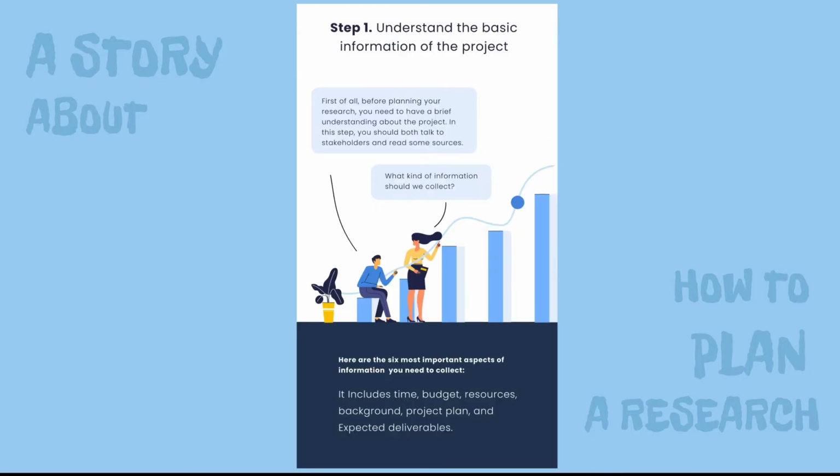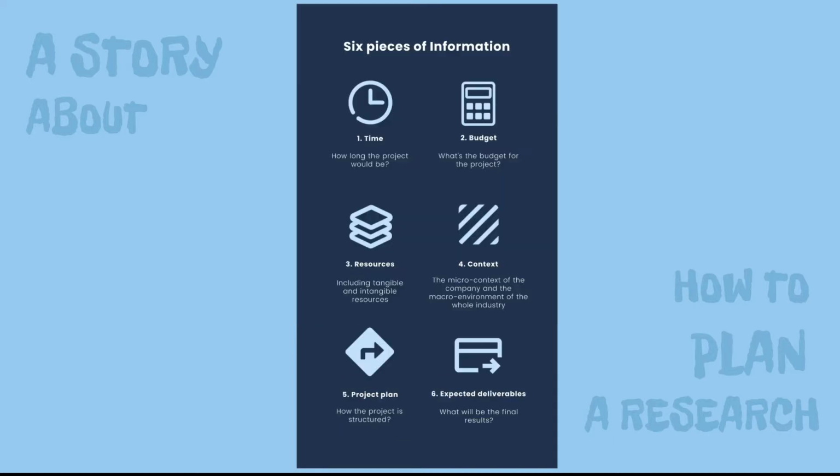For the first step, we need to understand the basic information of the project. First of all, before planning your research, you need to have a brief understanding about the project. In this step, you should both talk to the stakeholders and read some sources. What kind of information should we collect? Here are 6 most important aspects of information you need to collect: time, budget, resources, context, project plan, expected deliverables.